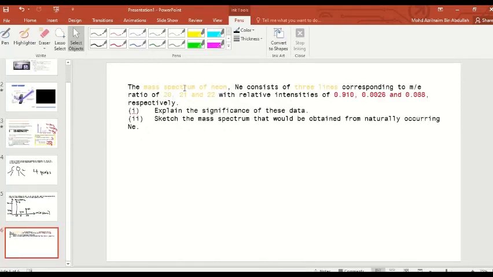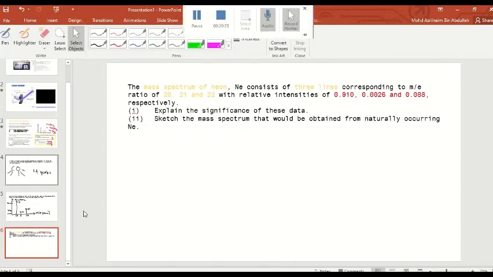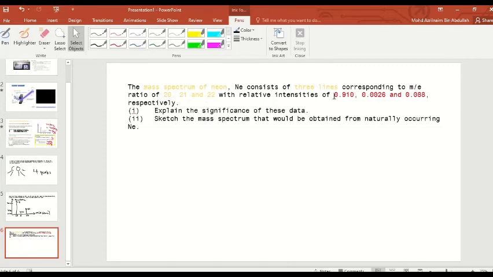Okay, so next kita pergi yang ketiga. Dia cakap dekat sini, the mass spectrum of neon consists of 3 lines. Okay, consists of neon 21, 22 and 20. Intensity 0.190, 0.0026 and 0.088. Explain the significance of this data. Sketch the mass spectrum. So the significance of this data, apakah significance of the mass spectrum? Before this kita dah cakap kan, kita dah belajar apakah significance of the mass spectrum, which means kita tahu mass of isotope, kita tahu jenis isotope of neon. Okay, just revise back.